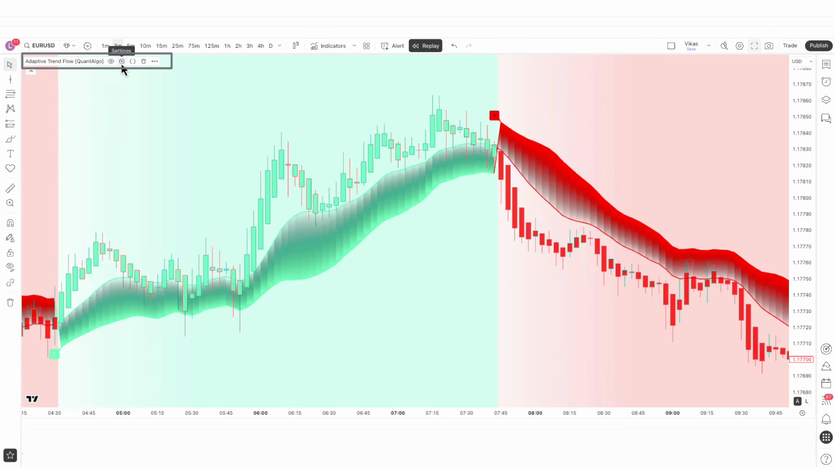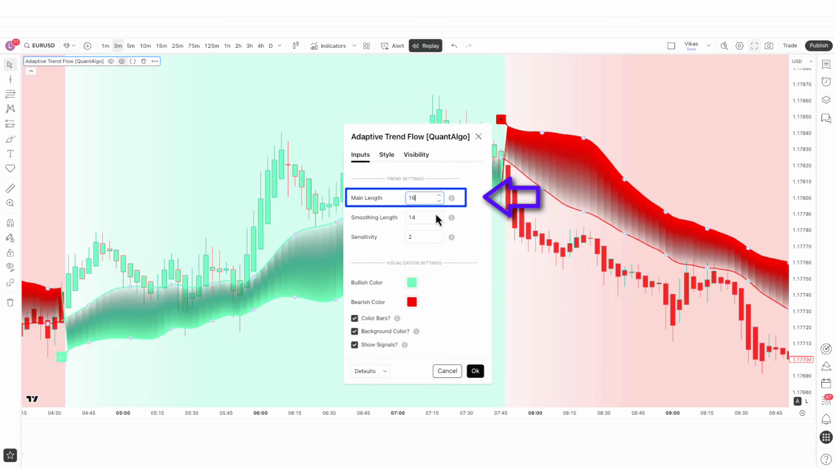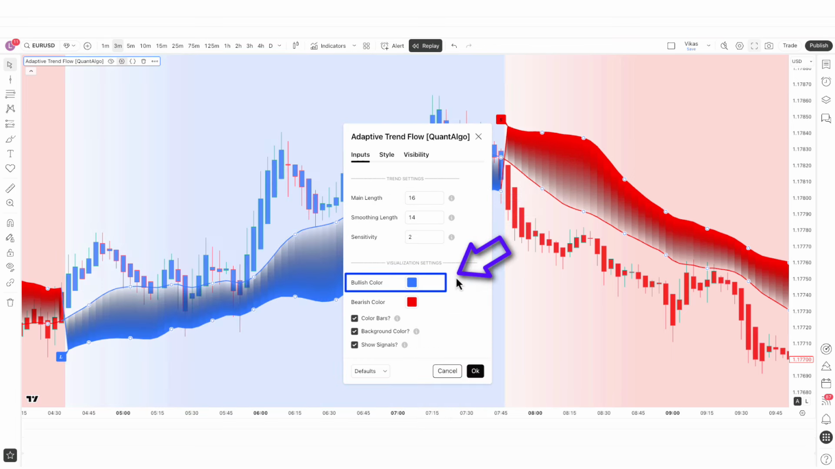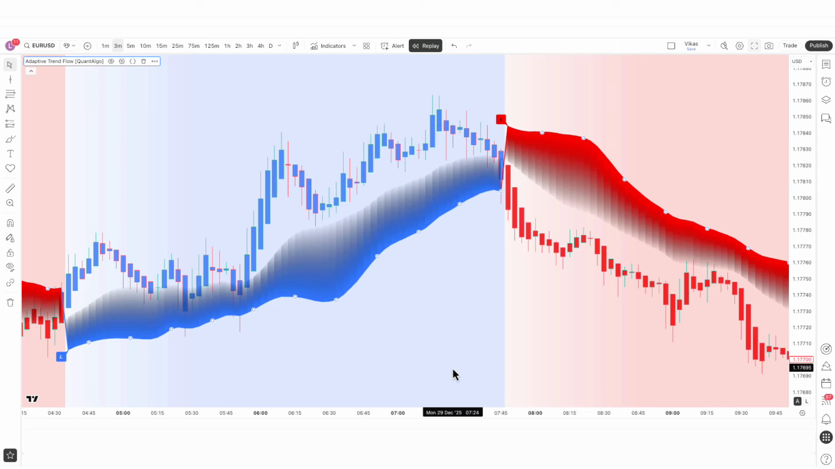Now the indicator settings change for perfect signals. First, we change the Main Length option from 10 to 16 and the Bullish Color option from Aqua to Blue. And we have to keep these options hidden. And here everything is fine after that. Click OK. Now we'll add one more indicator to make this strategy more powerful.